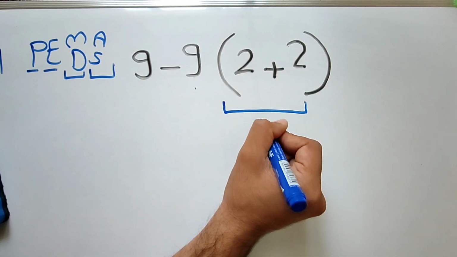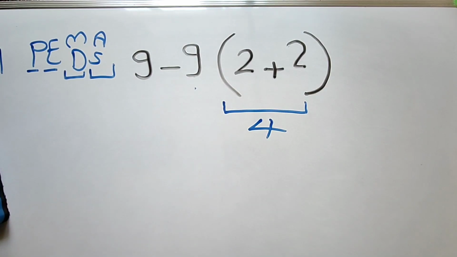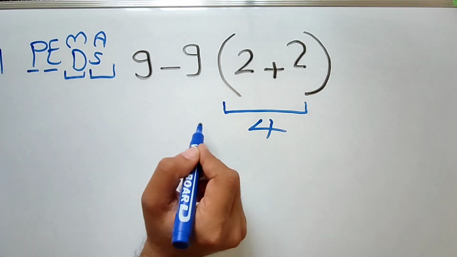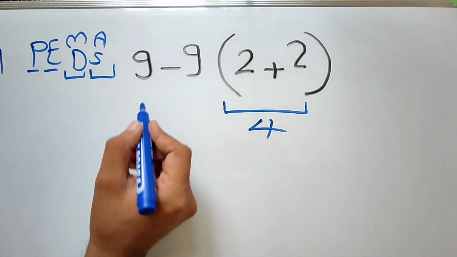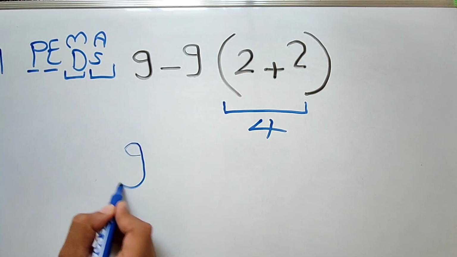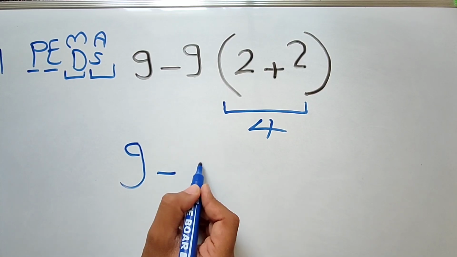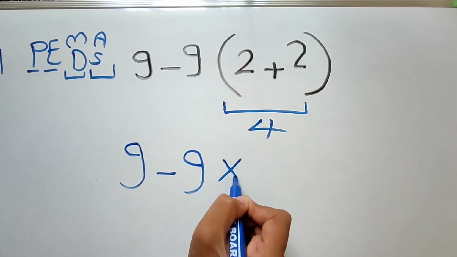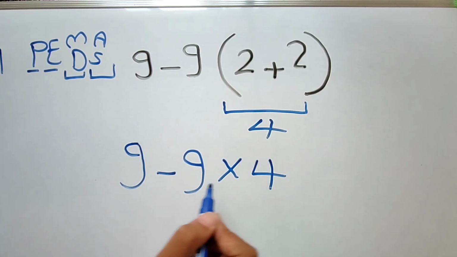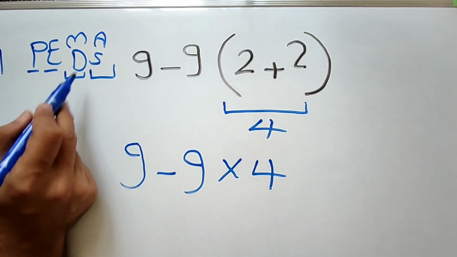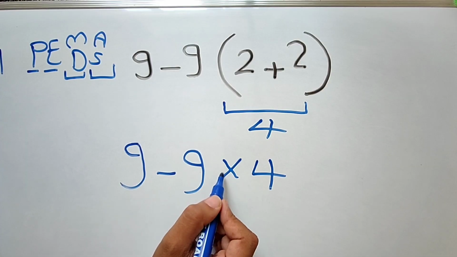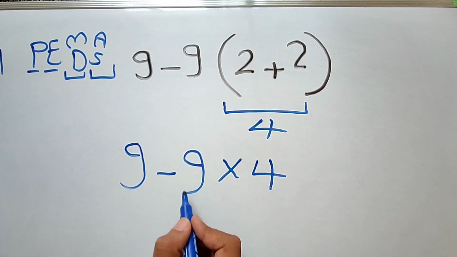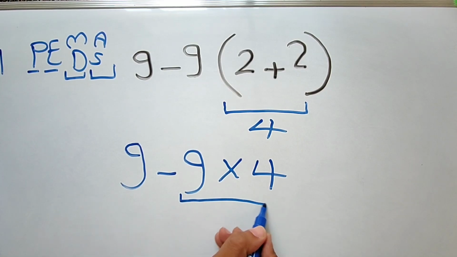2 plus 2 is equal to 4. And here, let's rewrite the expression: 9 minus 9, and we have one multiplication here, and 4. Now, according to the PEMDAS, this multiplication comes before this subtraction. So we have to solve it first.